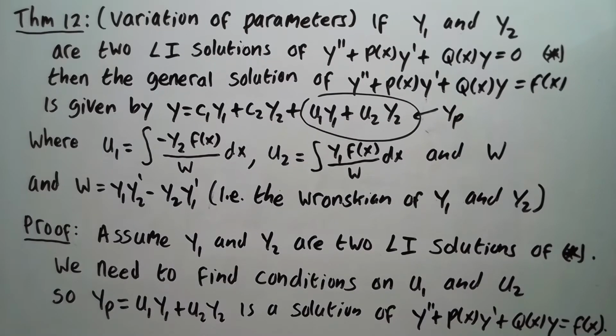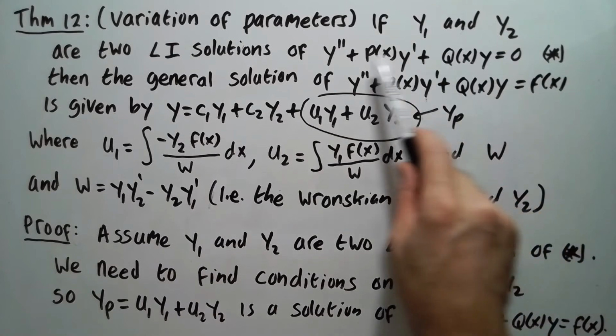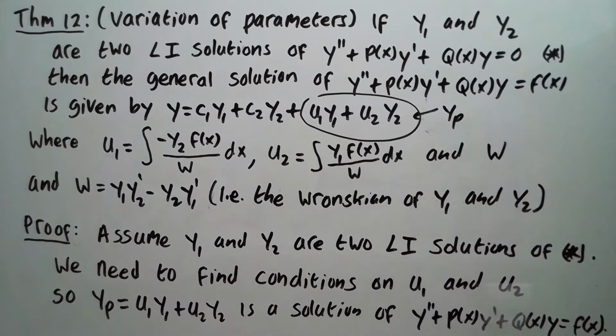Okay, so we're going to assume that y1 and y2 are two linearly independent solutions of the homogeneous differential equation up here equal to 0. And then we need to find conditions on u1 and u2 so that yp, defined to be u1 times y1 plus u2 times y2, is a solution of the non-homogeneous equation, so equal to f here.